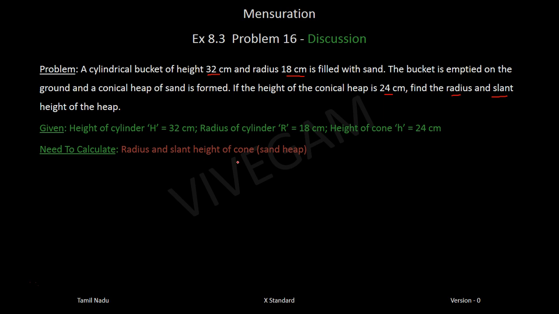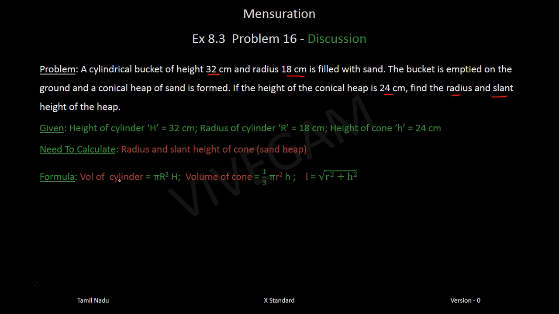So what is the formula? Let's list the formulas. Volume of the cylinder is pi r squared h. Volume of the cone is 1/3 pi r squared h. The slant height is given by root of r squared plus h squared. Now, r is not known for the cone, so the volume of the cone cannot be calculated. But everything is known for the cylinder, so the volume of the cylinder can be calculated.